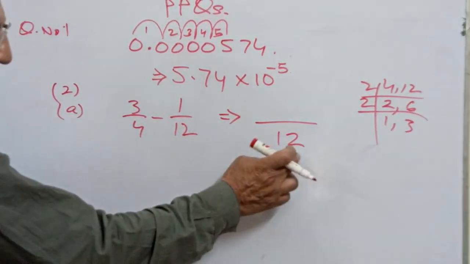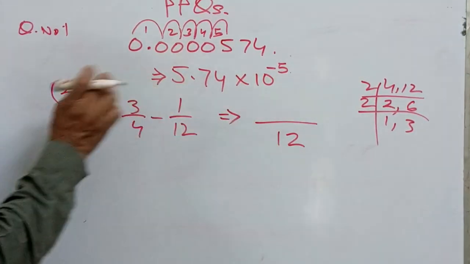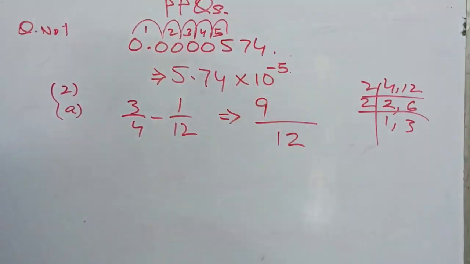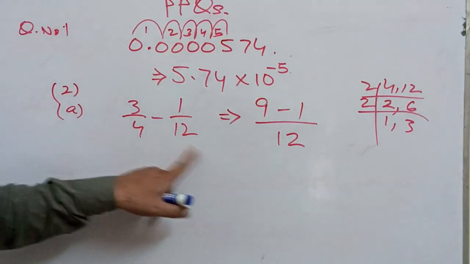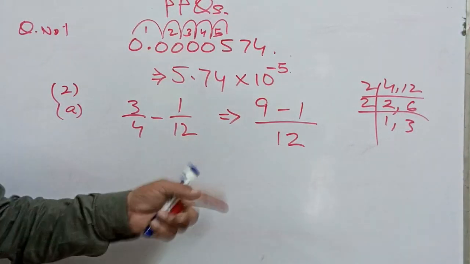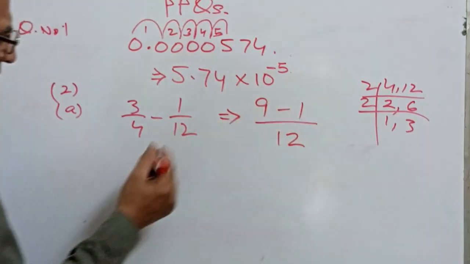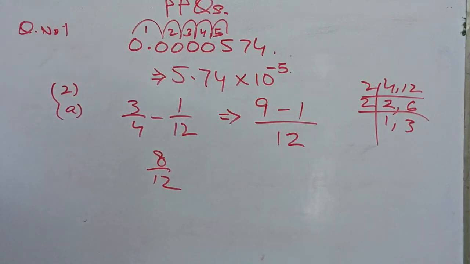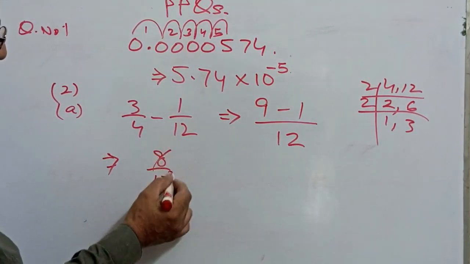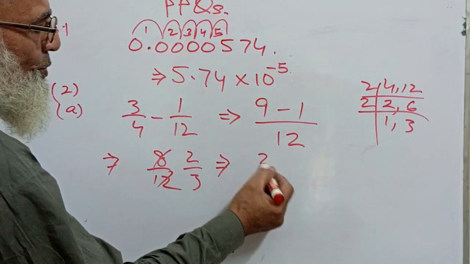Now 4 times 3 is 12, and 3 times 3 is 9, and this will be written in the same fashion, because 12 times 1 is 12, and 1 times 1. So just subtract 1 from 9, it will become 8 upon 12. Now I have not used the calculator. Okay, 4 times 2 and 4 times 3. This is your answer, and it is 2 divided by 3.